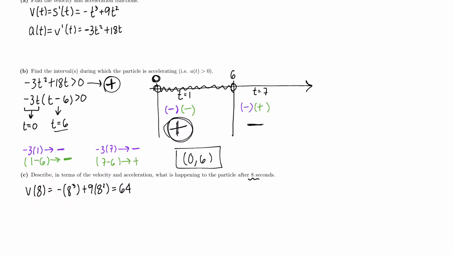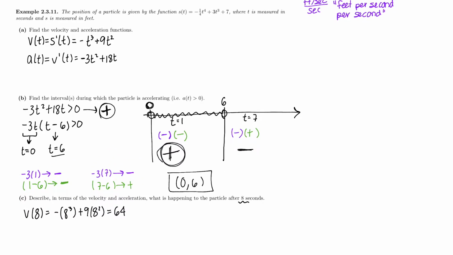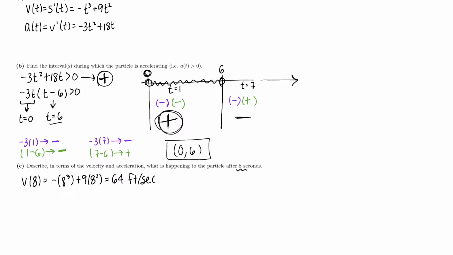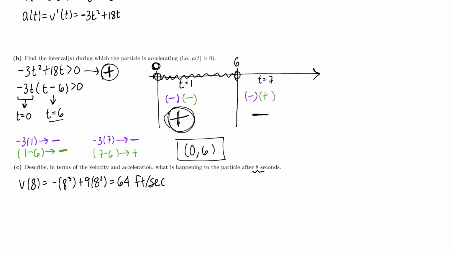And then the units here, if we look back, we have feet and seconds. But the question asked us to describe what's happening. So at 8 seconds, we plugged in 8 seconds to the velocity function. At 8 seconds, the particle is moving at 64 feet per second.